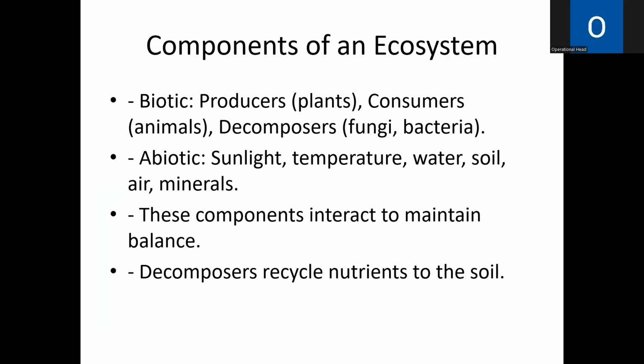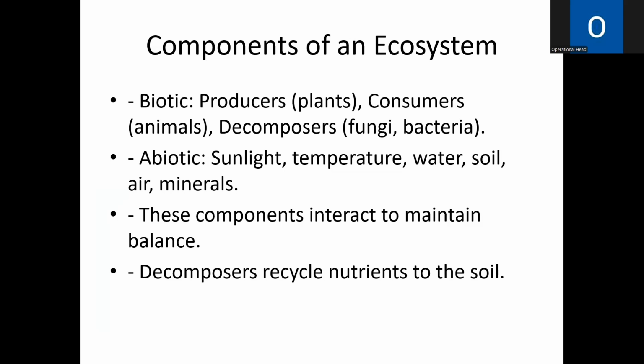Now come to the components of an ecosystem. What are the basic components of the ecosystem? So biotic includes producers. As we know, biotic contains living organisms, and on the basis of food consumption we categorize them into producers, consumers, and decomposers.